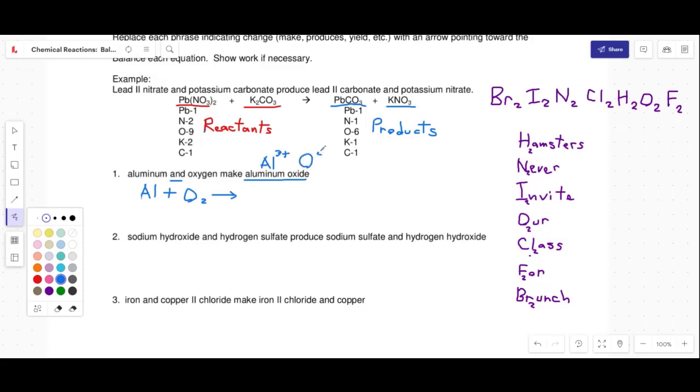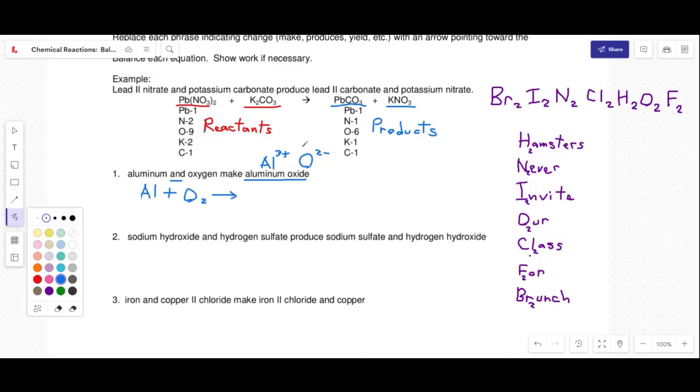Yep, so that's 2 minus. So if that's the case, I want to put this together as a compound. I have to make sure the total positive has to be equal to the total negative. So what's the formula that's going to work for this one?